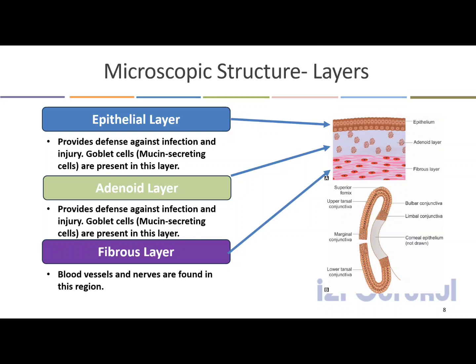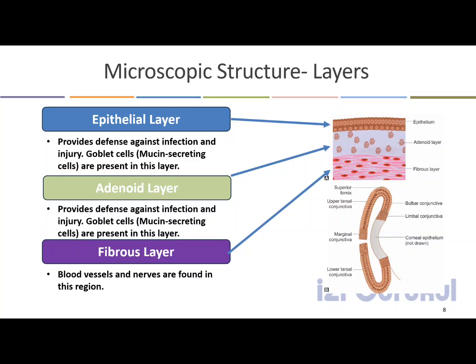The second layer is the adenoid layer. This layer is absent at birth and develops after 3 to 4 months of age. The adenoid layer contains a fine meshwork of fibrous tissue with lymphocytes and cells of the immune system. It develops only after the baby is 3 to 4 months old.